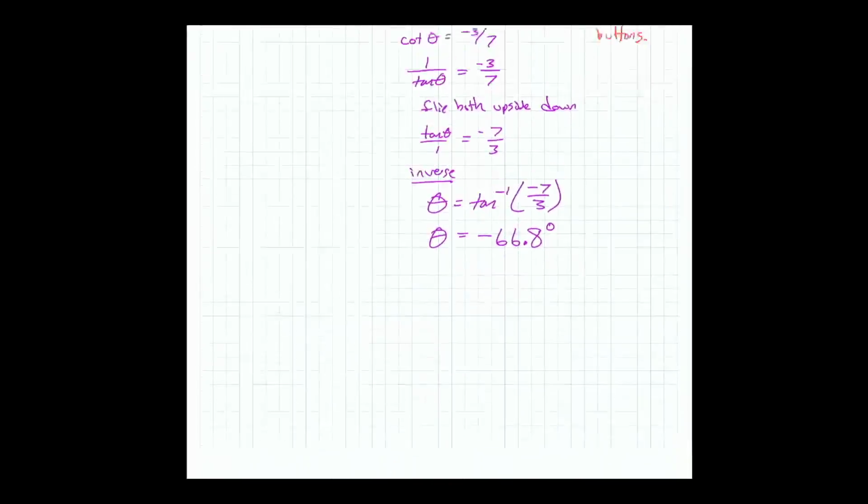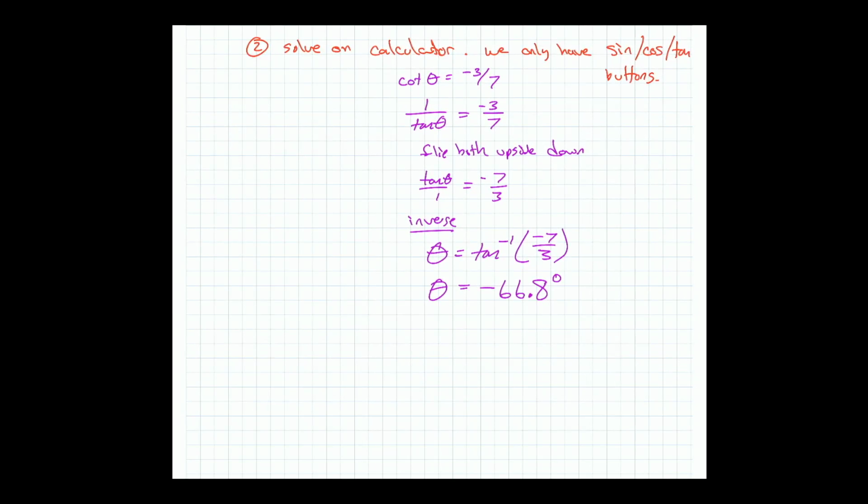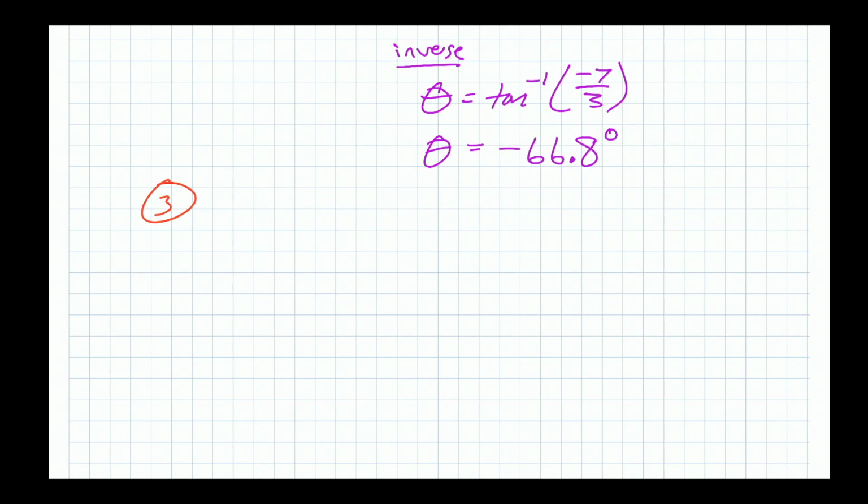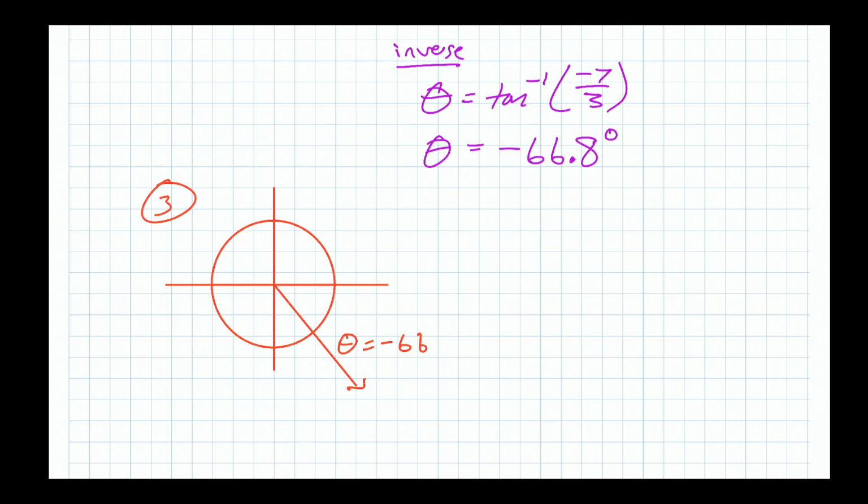All right, so we used a calculator to solve this. Now what are we going to do? Well, now we have to get the angles actually where they are. Maybe we can do this a little bit better this time. First of all, negative 66.8, where is that? That's down here somewhere, right? Still in the fourth quadrant down here. So we got theta equals negative 66.8 degrees.